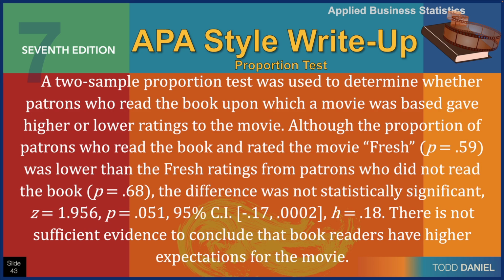In APA style, we would say a 2-sample proportion test was used to determine whether the patrons who read the book upon which a movie was based gave higher or lower ratings to the movie. Although the proportion of patrons who read the book and rated the movie fresh, 59%, was lower than the fresh ratings from patrons who did not read the book, 68%, the difference was not statistically significant. Our Z, P of 0.051, confidence interval, and our effect size. There is not sufficient evidence to conclude that book readers have higher expectations for the movie.